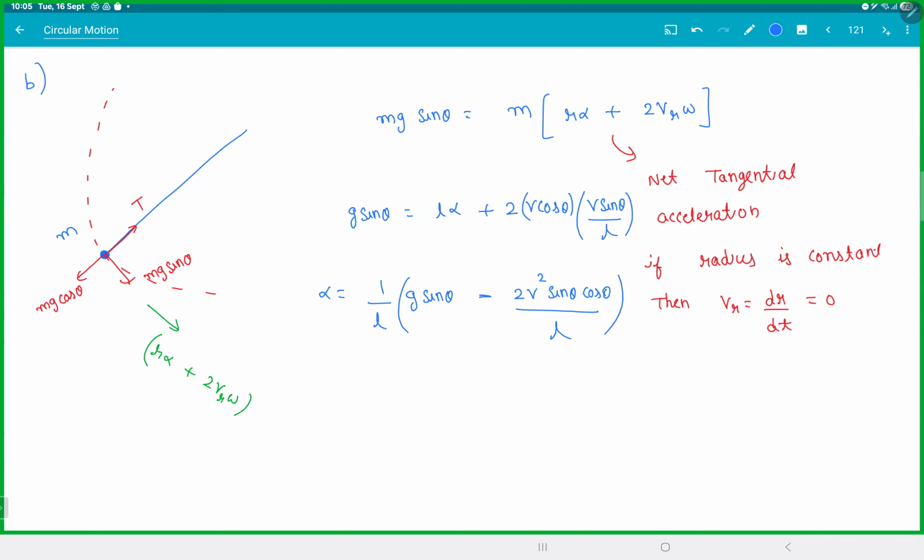Clear with this? So angular acceleration is different, tangential acceleration is different. In circular motion, R alpha is tangential acceleration because this 2V_R omega was 0. But if your circular radius is changing, then there are two terms for acceleration.